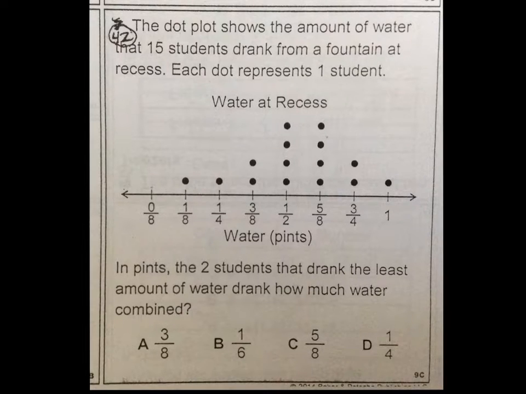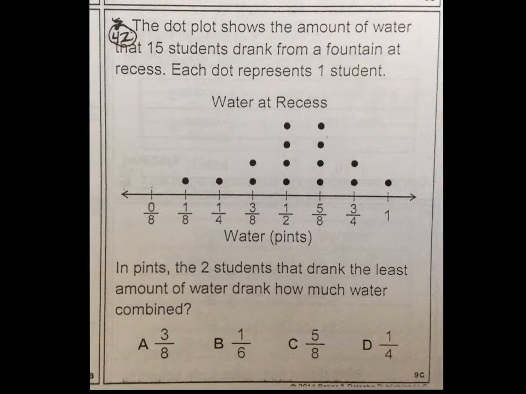Okay, 42. The dot plot shows the amount of water that 15 students drank from a fountain at recess. Each dot represents one student. In pints, the 2 students that drank the least amount of water drank how much water combined?